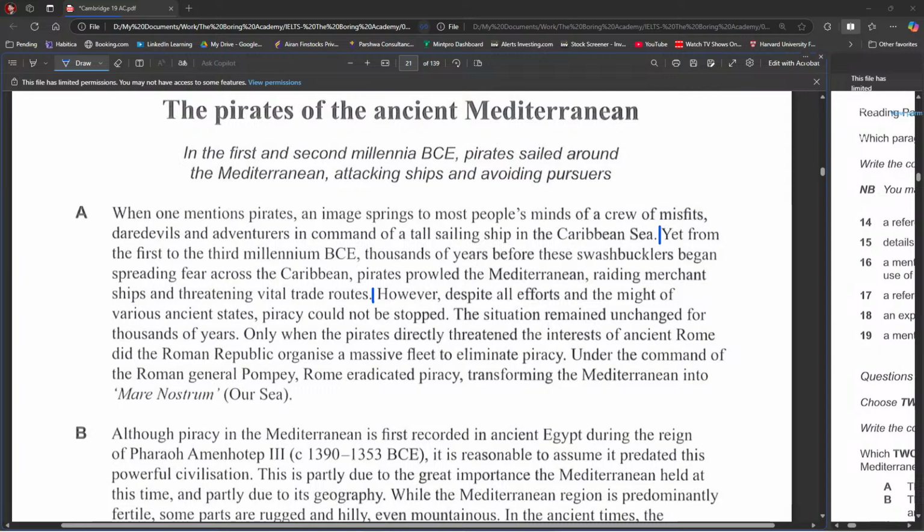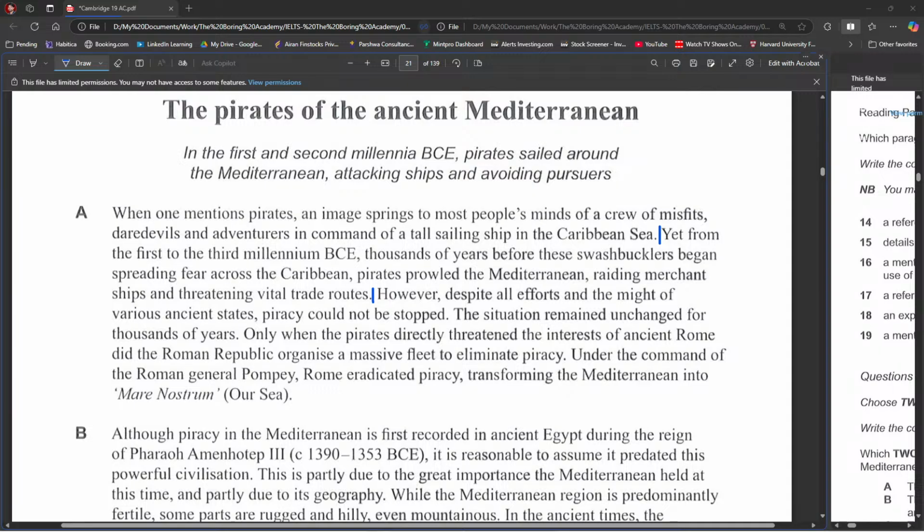Yet from the first to third millennium BCE, BCE stands for before Common Era, thousands of years before these swashbucklers began spreading fear across the Caribbean, pirates prowled the Mediterranean, raiding merchant ships and threatening vital trade routes. So what they basically did is, for thousands of years they were swarming the Mediterranean Sea, and they used to raid merchants. That means they used to loot these merchant ships, and they used to threaten the vital trade routes, the most important routes that the merchants used for trading.